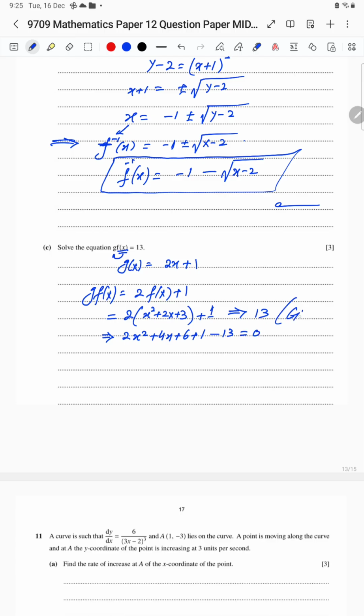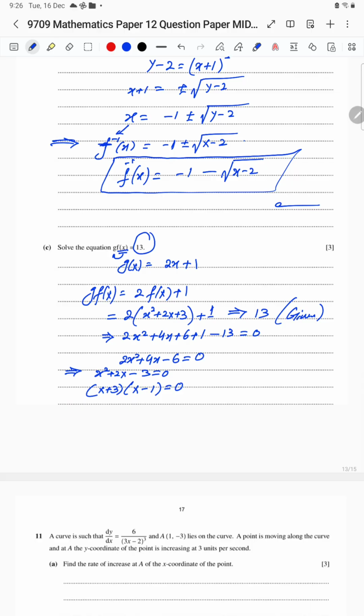This was given. 13 was given here. So 2x square plus 4x minus 6 equal to 0. So I can further simplify by dividing by 2. So it can be written as x square plus 2x minus 3 equal to 0. So x plus 3 and x minus 1 equal to 0, the factor of this.